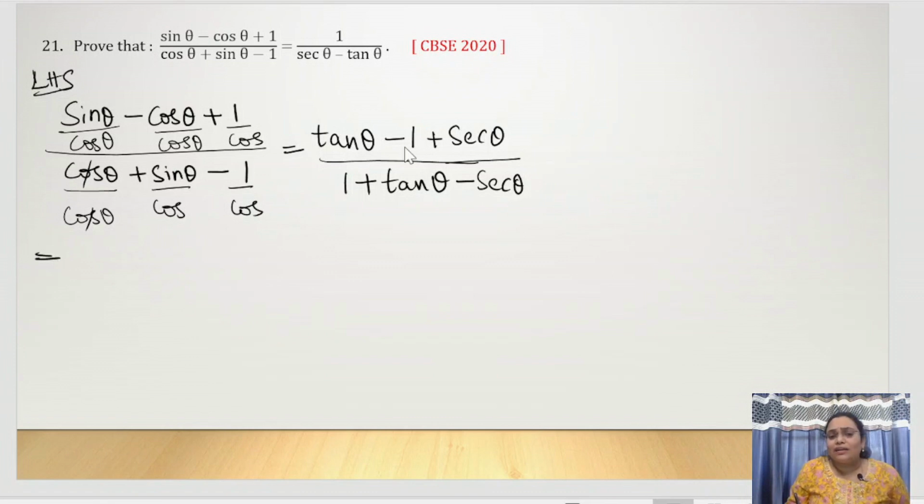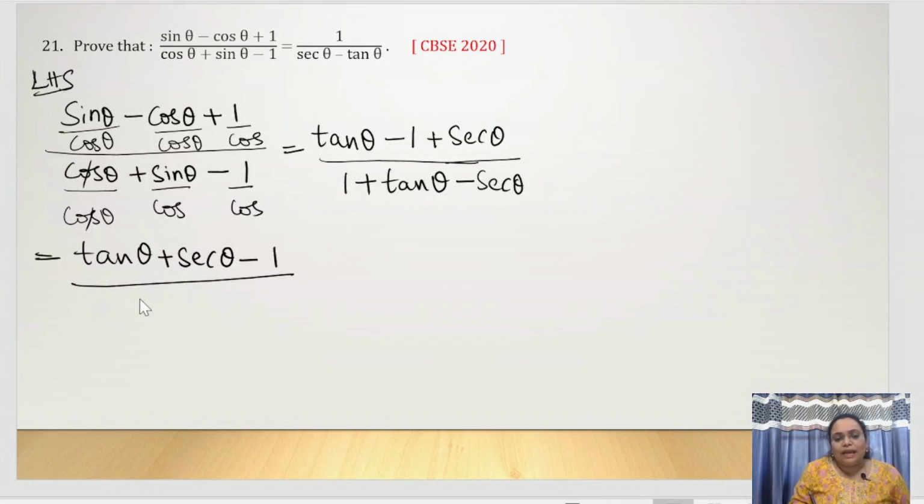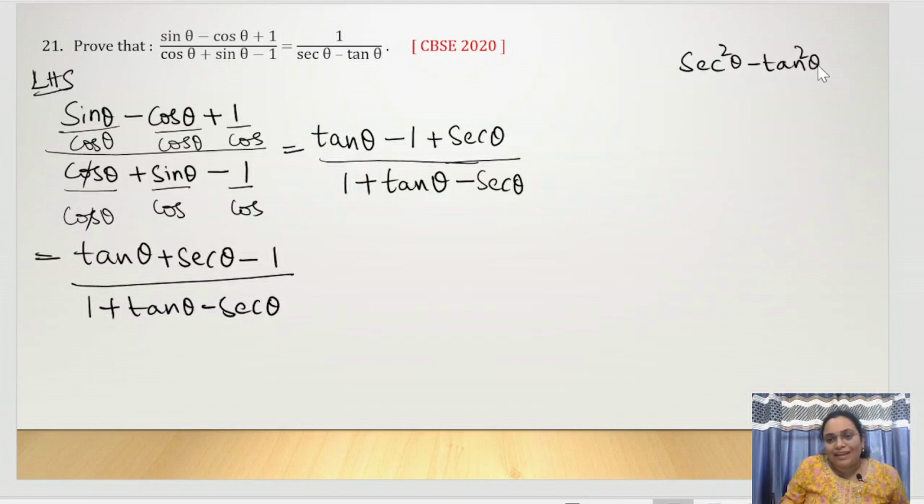So I am writing tan and secant together, okay, which is (tan theta plus secant theta minus 1) divided by, I am writing the denominator same, 1 plus tan theta minus secant theta. Okay. So if you see this, you have 1 here, right? So do you have an identity with tan theta and secant theta? We have an identity, that is secant square theta minus tan square theta is equal to 1. Let us replace this 1 with secant square theta minus tan square theta.